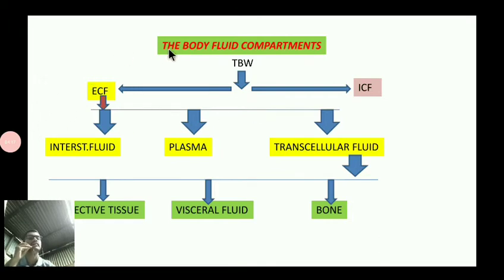One is extracellular, another one is intracellular. Mainly two types of fluid are present in our body, extracellular fluid and intracellular fluid. And we can further classify the extracellular fluid into three types. One is interstitial fluid, another one is plasma fluid, which is the fluid present in the plasma, and the transcellular fluid. And we can further divide the transcellular fluid into three portions. One is the visceral fluid, one is the bone fluid, and one is the fluid present in the connective tissue, which is known as the connective tissue fluid. Remember, all these portions are types of ECF, extracellular fluid.